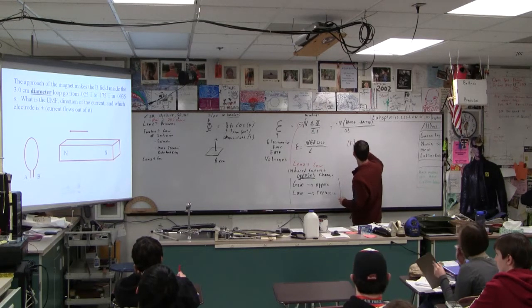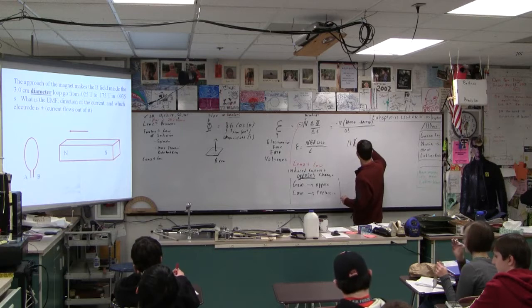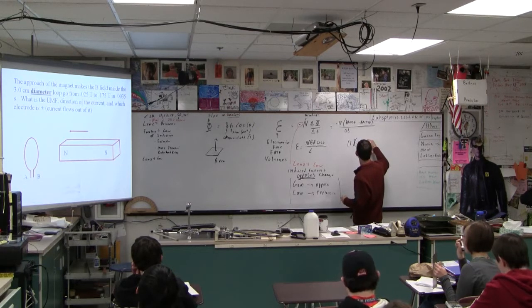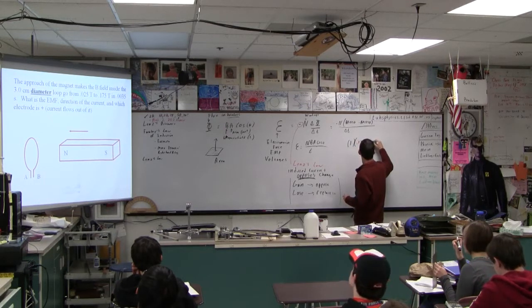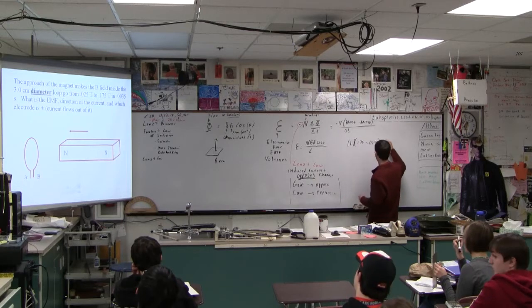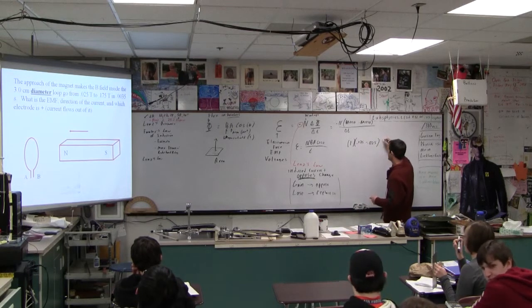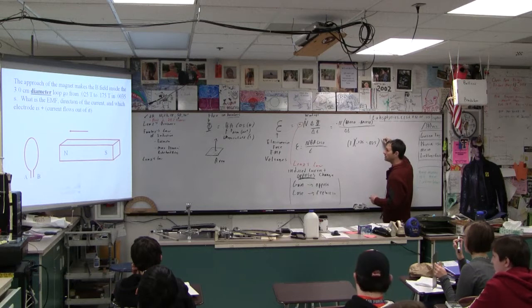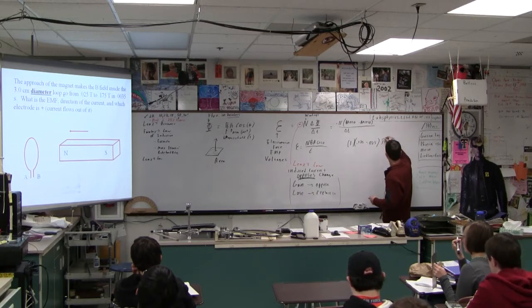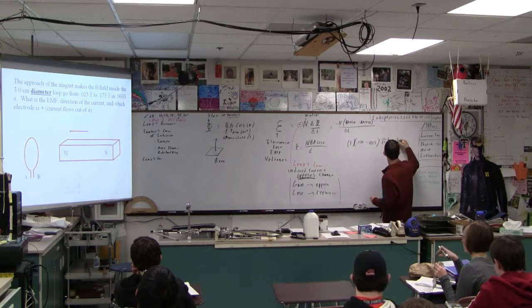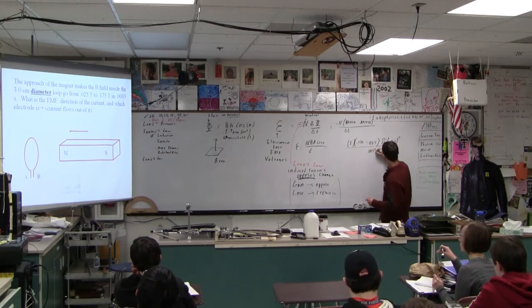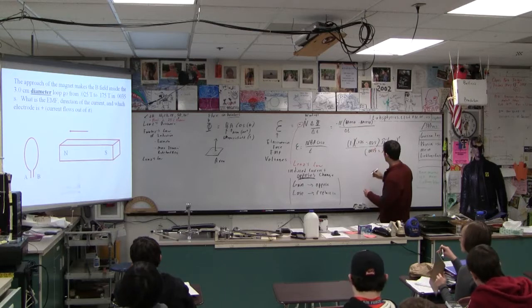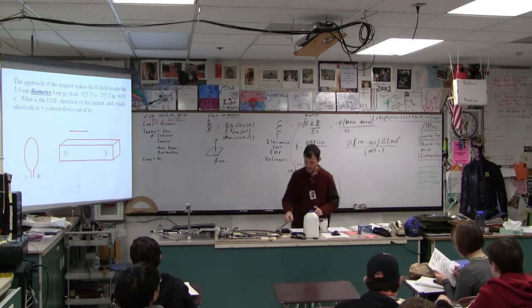So 1 times, okay, times, let's see, NB, A is 0.015 squared, right? It's not a lot of volts.